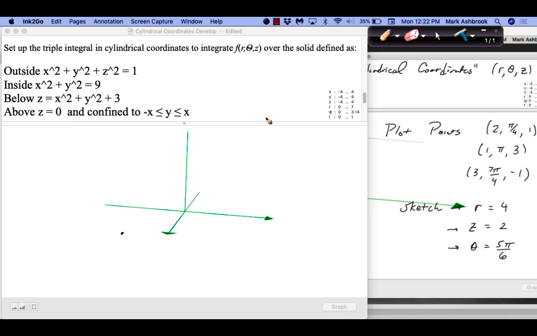Outside of x squared plus y squared plus z squared equals 1. Inside of x squared plus y squared equals 9. Below z equals x squared plus y squared plus 3. Above z equals 0 and confined to negative x less than or equal to y less than or equal to x.